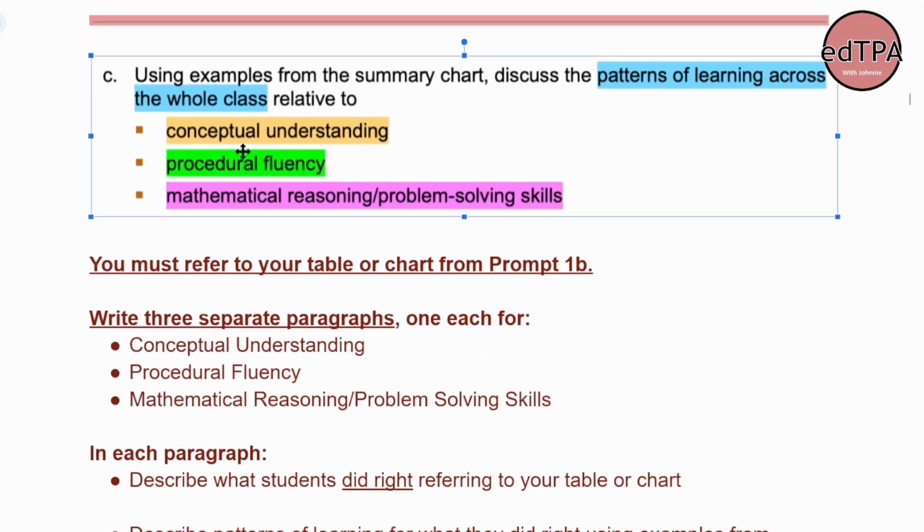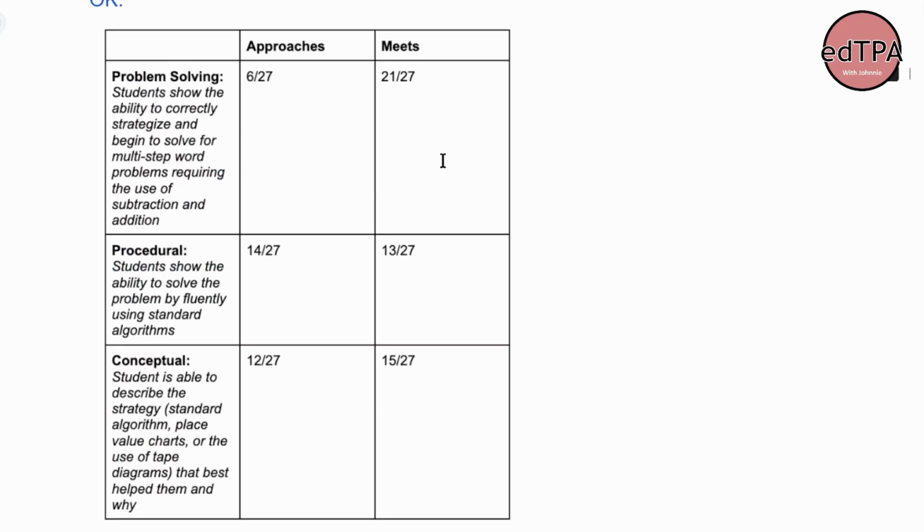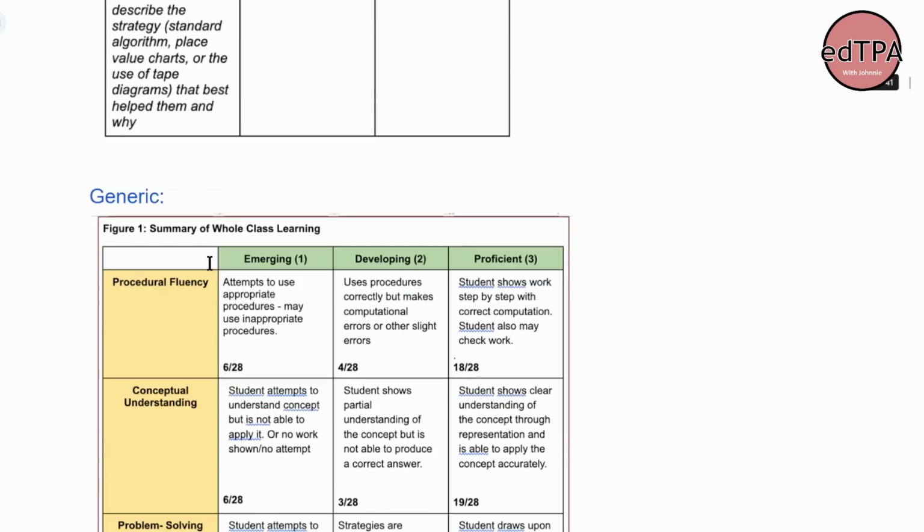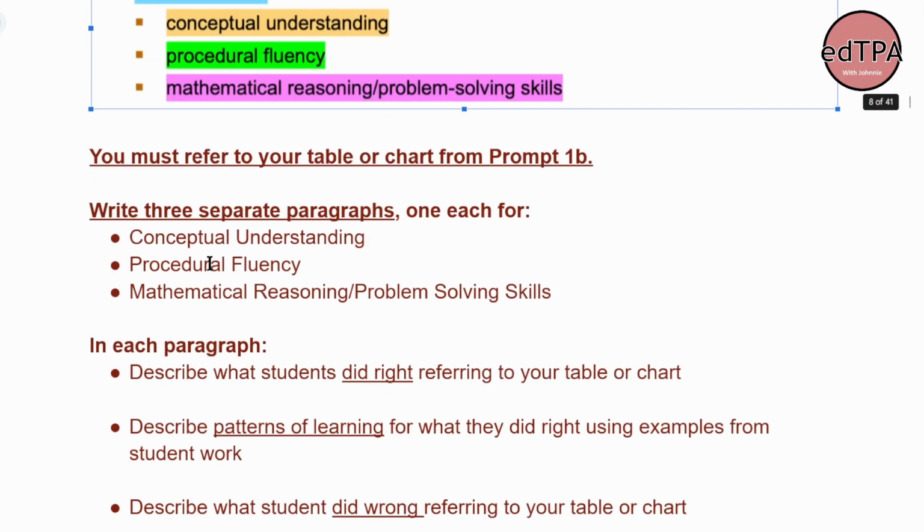So, going to C, using examples from the summary chart, discuss the patterns of learning across the whole class relative to the three: conceptual understanding, procedural fluency, mathematical reasoning, problem-solving skills. Okay, so this is your summary chart. You want to talk about what you can see in this, and that's why it's useful to have the clear language, useful to have the levels, and it's useful to say how many students met what levels. You'll have much more things, good things to write about.